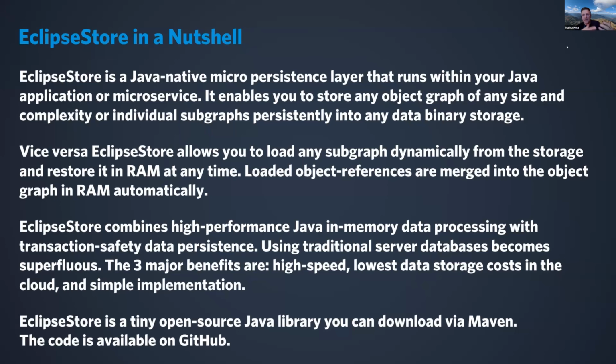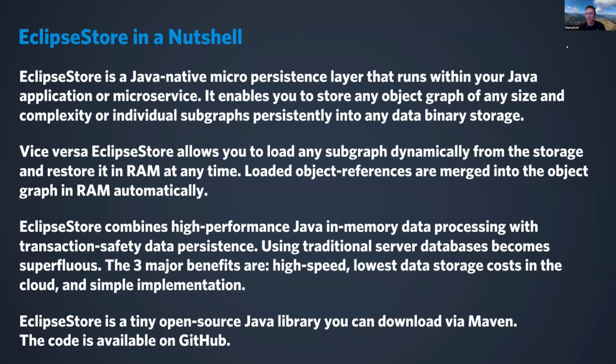And vice versa, it allows you to load any kind of persisted object graphs and restore them in memory. And you not only can load the entire object graph, in practice, mostly we will load subgraphs. So by using lazy loading, you restore subgraphs dynamically in memory at any time. And the loaded object references are automatically merged into your object graph.